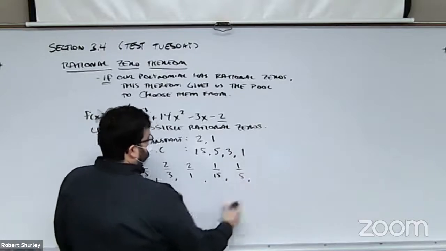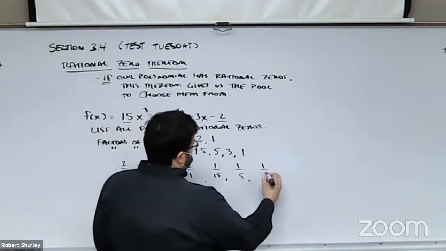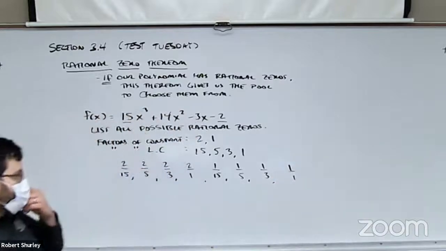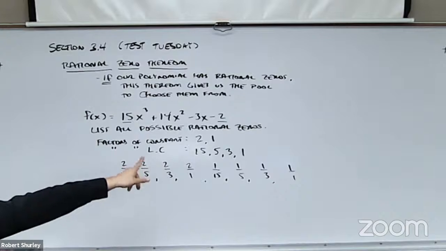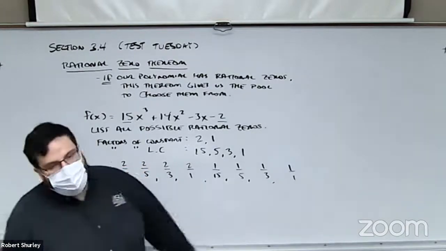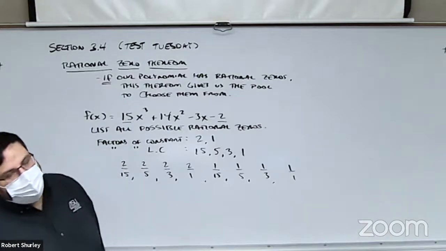1/15, 1/5, 1/3, and 1 over 1, right? 1/15, 1/5, 1/3, 1 over 1. Now, once you get done with that, you have to do the plus or minus for each one of these.